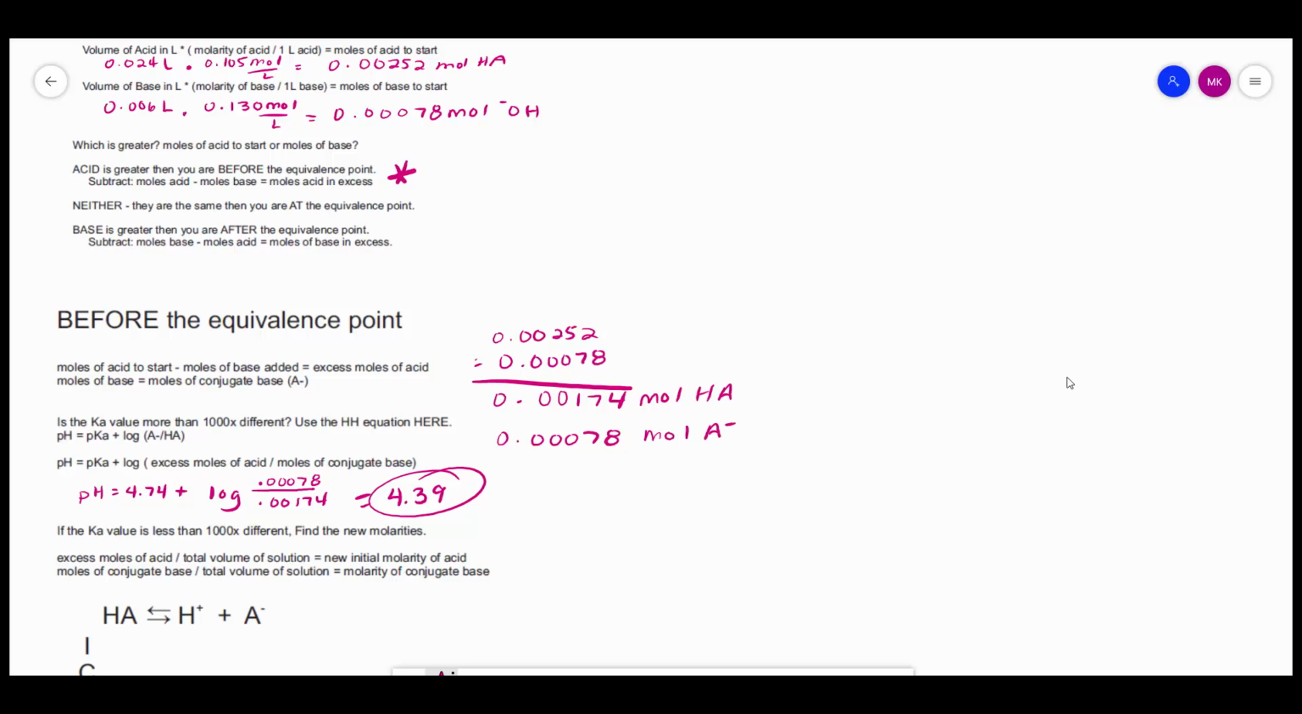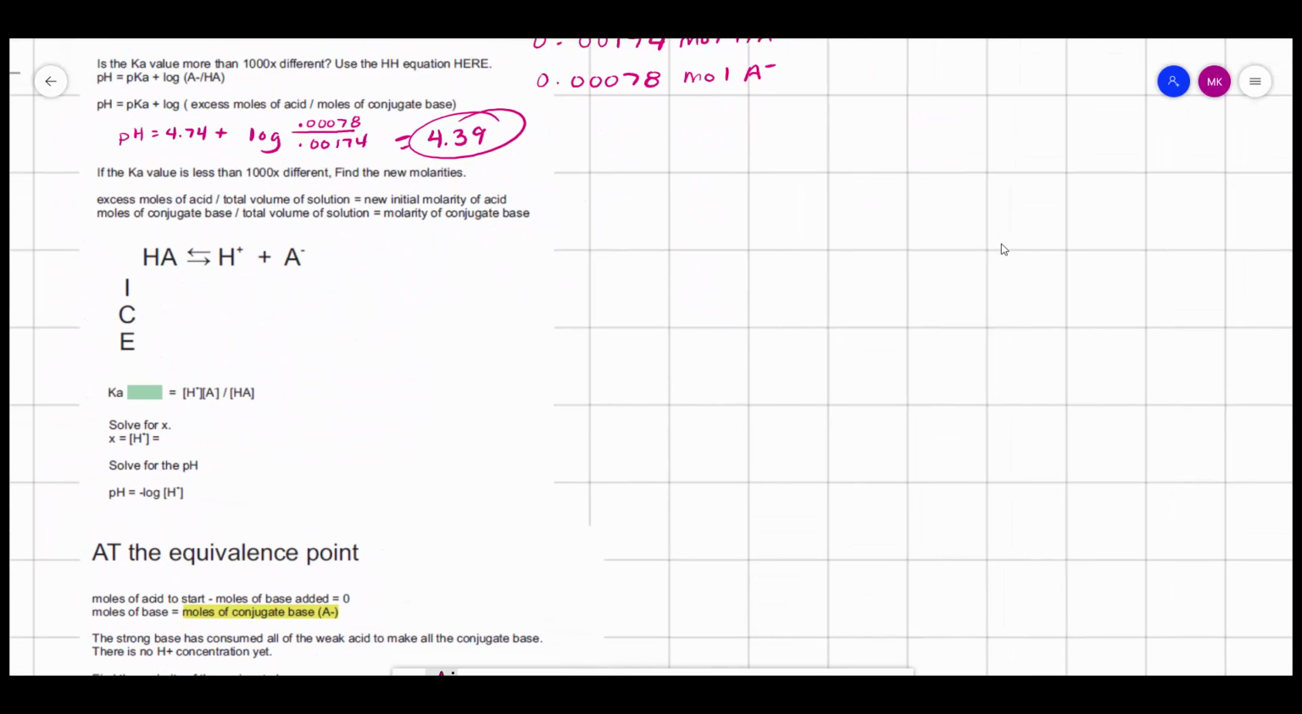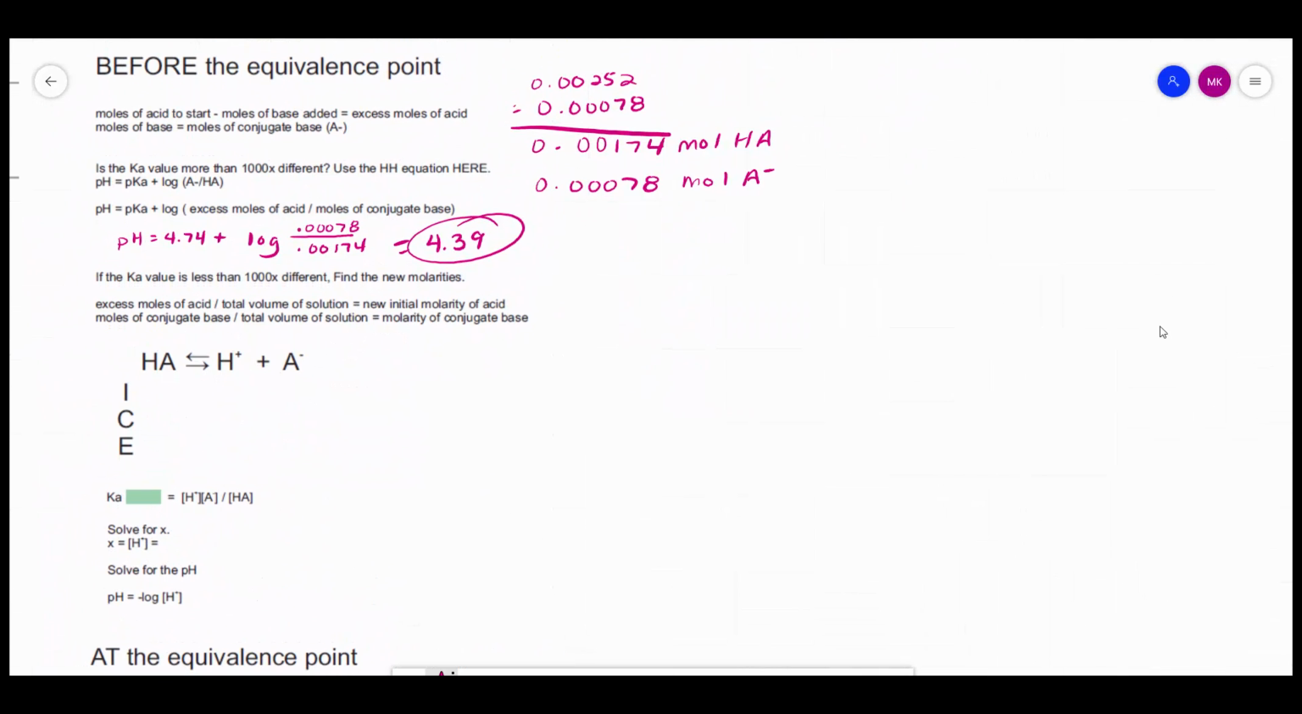Now let's do this the long way. If we have our acid, we need to do this in molarity. I have this handy chart down here. Because we need to find the molarity, we need to have the total volume, and the total volume is 30 milliliters now. So my new initial molarity of acid is going to be my excess acid here, 0.00174, divided by 30 milliliters. And I get a new molarity of 0.058, and that is my acid.